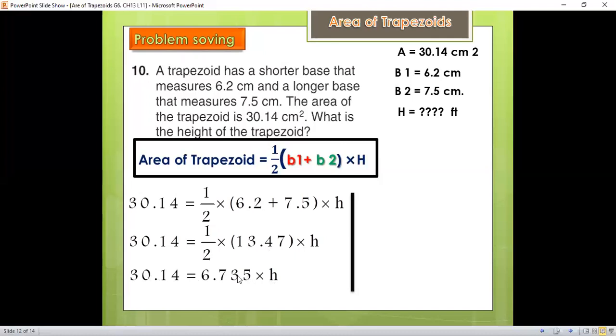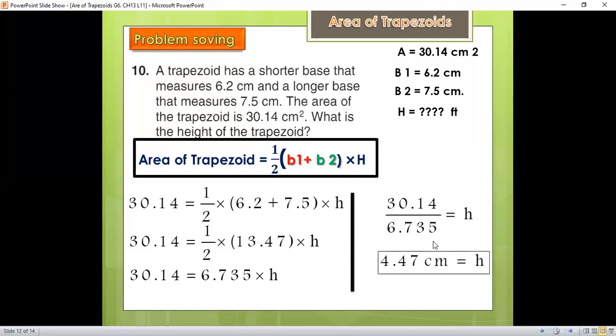Then 13.14 equals 6.85 multiplied by height. I need to move this number to the opposite side by the opposite sign. Here it is multiplying, so this number will be divided. Then the answer is 13.14 divided by 6.85. This is the height. Then the height is equal to 4.47 centimeter. 4.47 centimeter.